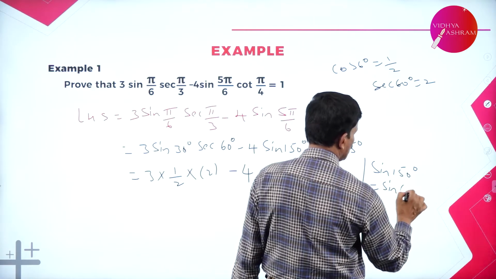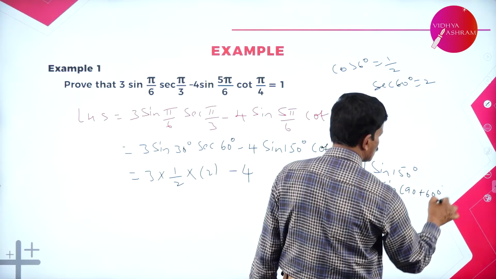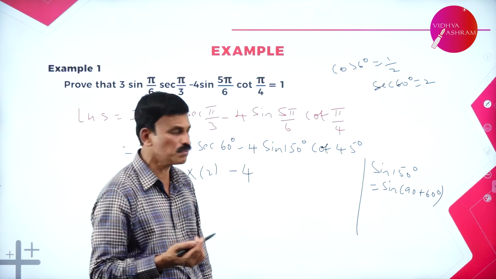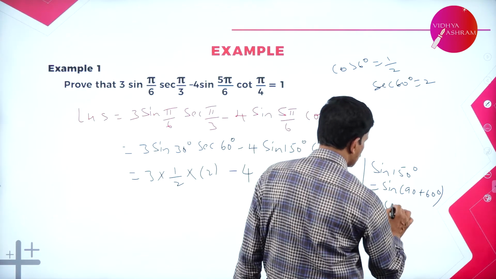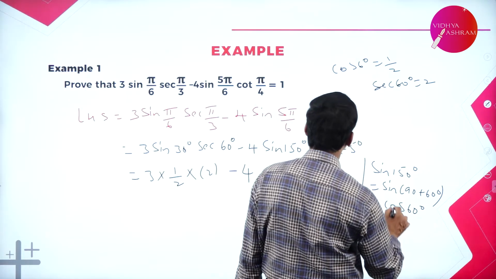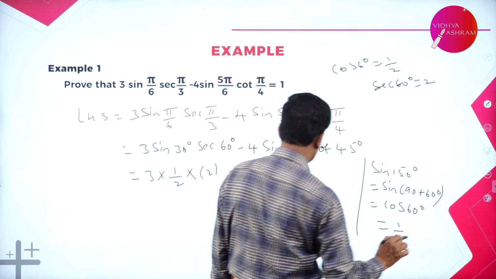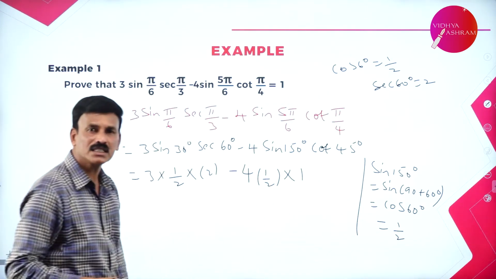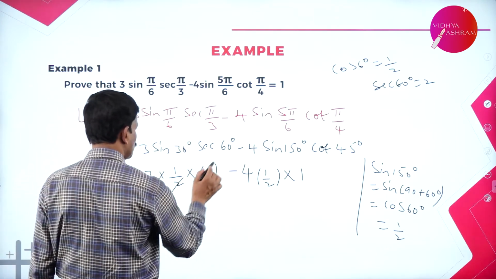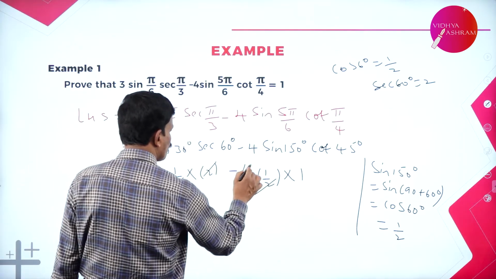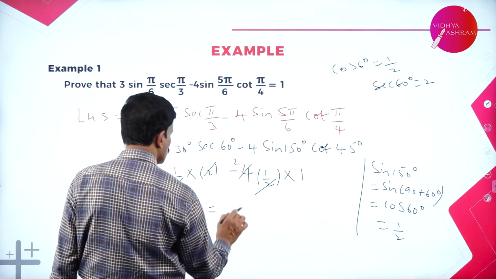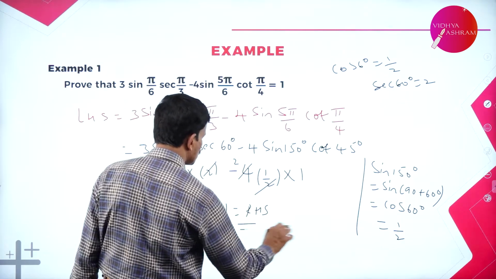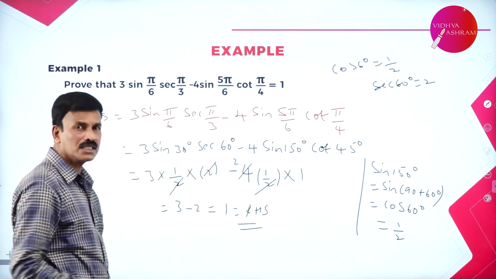Sin of 150 can be written as sin of (90 plus 60). So 90 plus theta comes in the second quadrant. In the second quadrant, yes, sin is positive. Sin(90 plus theta) is cos 60. What is cos 60? Cos 60 is equal to 1 by 2. Substitute here, this is 1 by 2 into cot 45 is 1. That's it. Simplify. This is 2 and 2 gets cancelled. 3 minus 2, 2 into 1 is 2. 3 minus 2 is equal to 1, which is the required RHS.